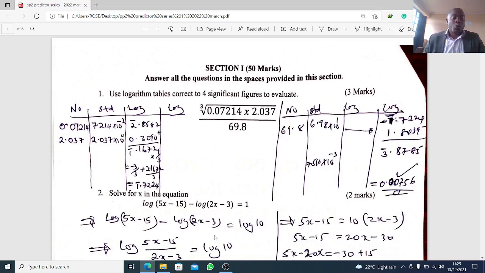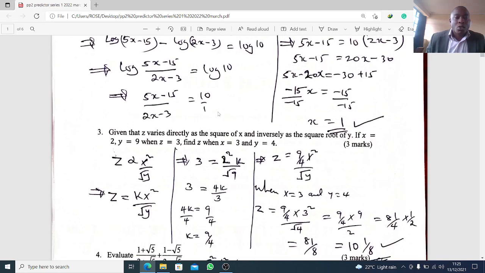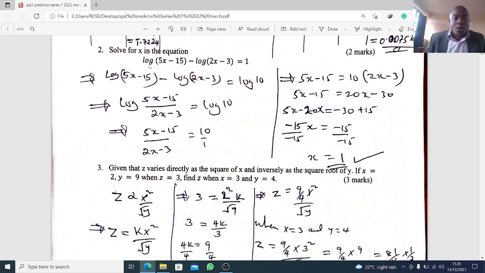In question number 2, solve for x in the equation. So we have log of 5x minus 15 minus log of 2x minus 3 equals 1. Remember, this is the same as log to base 10 of 5x minus 15 minus log to base 10 of 2x minus 3. If we write 1 in logarithm form, it's the same as log to base 10 of 10.